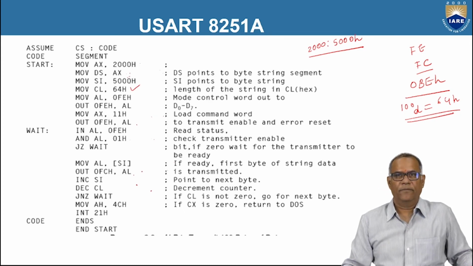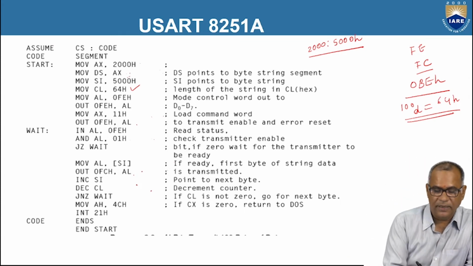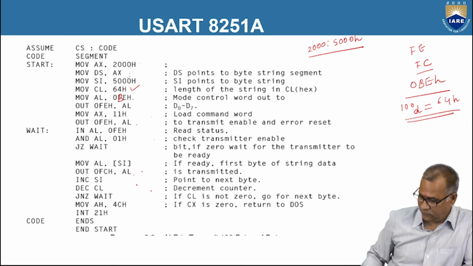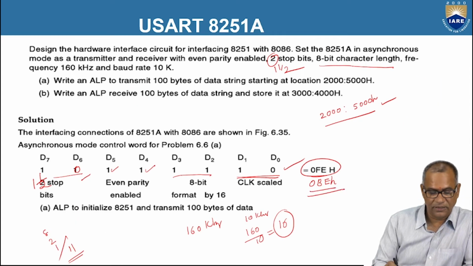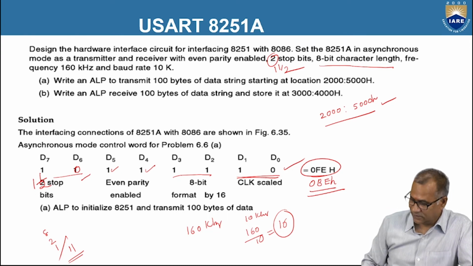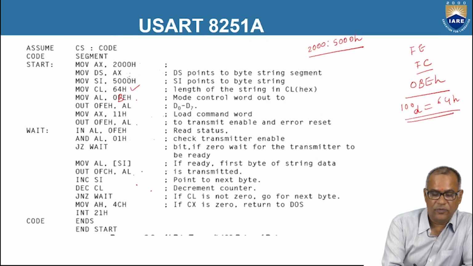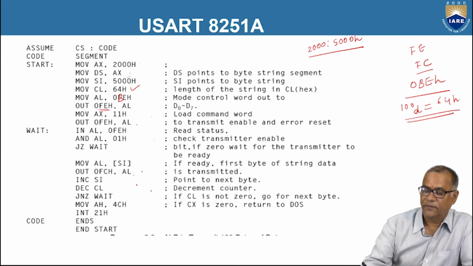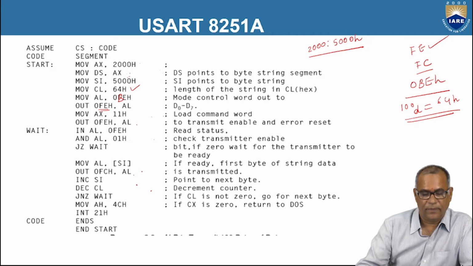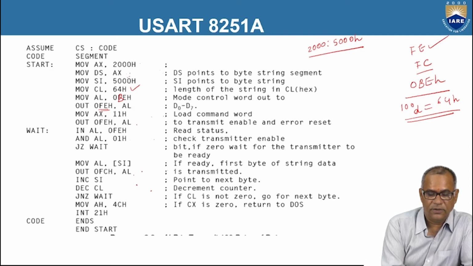Now move AL 0BEH. So BEH is the word which we have formed just now. So this is 0BEH for 1.5 stop bits with the even parity enabled for 8 bits per character format, and clock scale for 10 kilohertz frequency. So that is 0BEH, and that you send it to 0FEH. Just now I told you that FE is the address for the command or mode. So out AL is 0FEH.